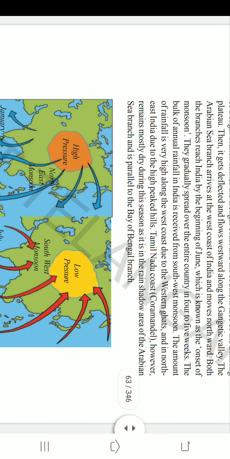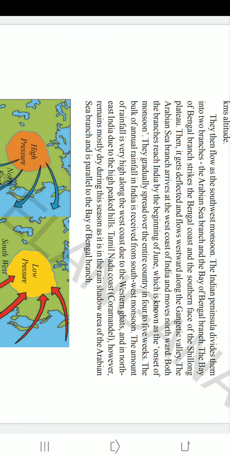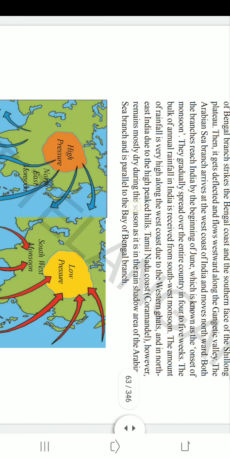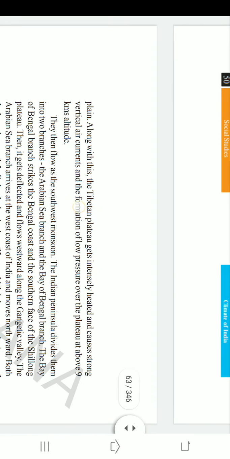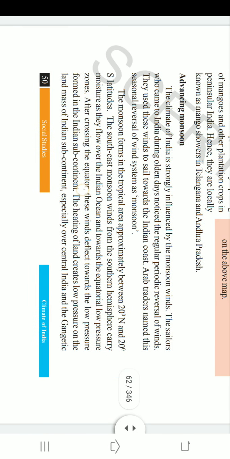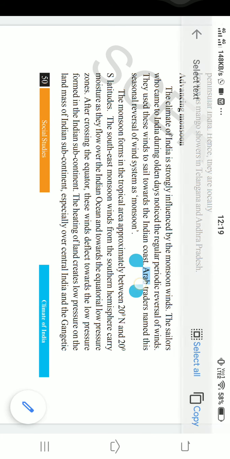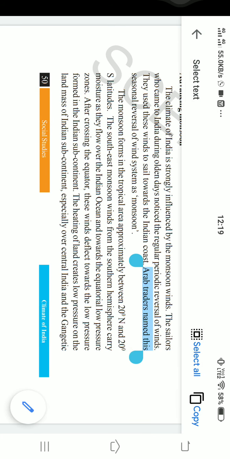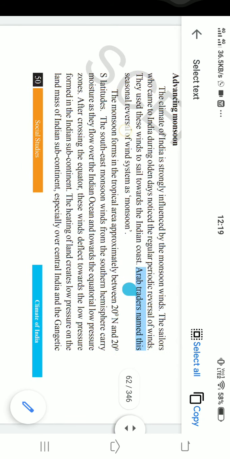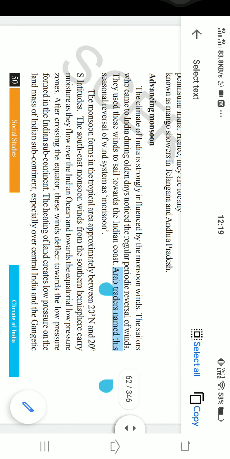At a constant time the winds are changing their direction. This was observed by the Arab traders when they traveled from Arabia to India to establish trade relations. So they called it monsoons. Understand? Who gave the name monsoon to these winds? That is the Arab traders. Okay, see here, I am highlighting the point. Arab traders named these winds monsoons as they are changing their direction at a frequent time.